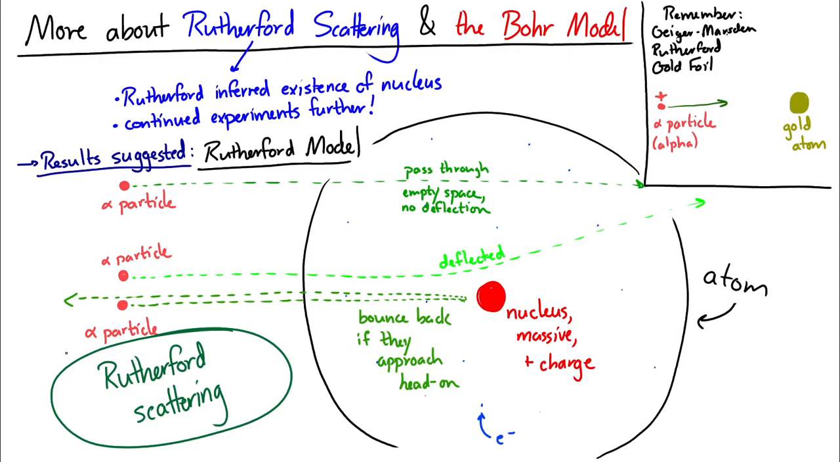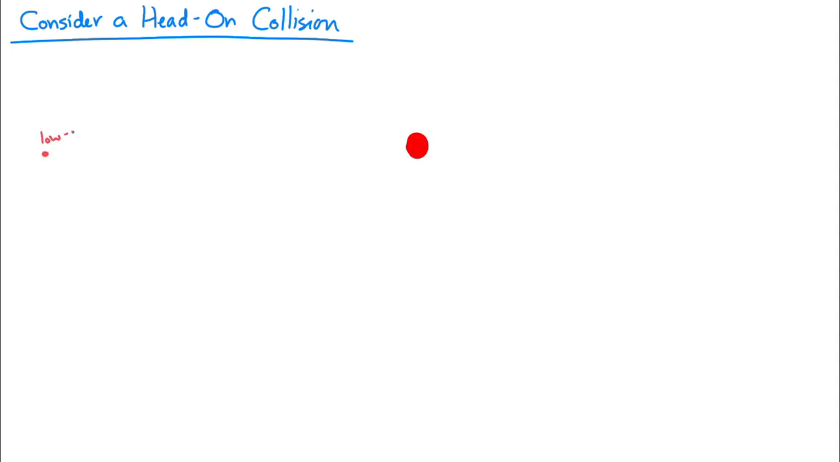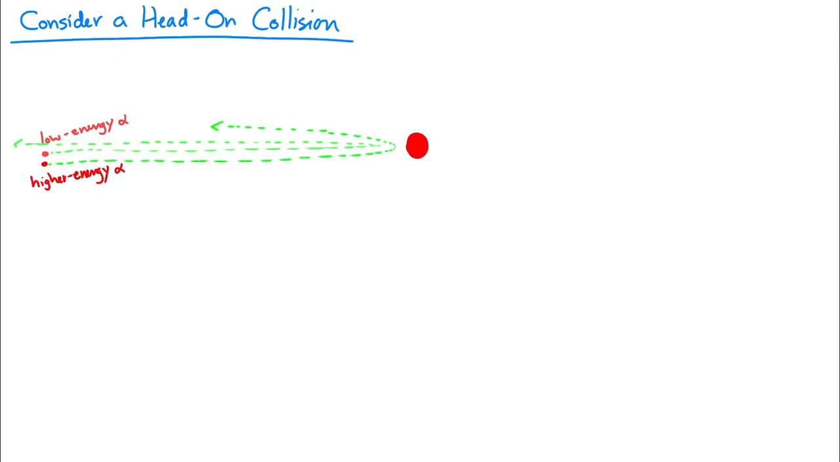So consider what happens when we send in an alpha particle directly toward the nucleus. If that alpha particle does not have very much kinetic energy, then it's not going to be able to approach the nucleus very closely. But if we send in a higher energy alpha particle, it will get a little bit closer. And if we send in an even higher kinetic energy alpha particle, it'll get even closer to the nucleus.